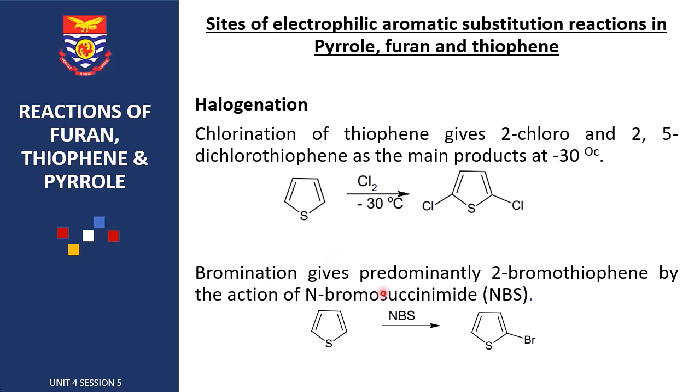But when N-bromosuccinimide is used in the bromination reaction, then only the 2-bromothiophene is produced. So whenever thiophene reacts with N-bromosuccinimide in a bromination reaction, just one product is formed. The 2-bromo substituted form is formed.